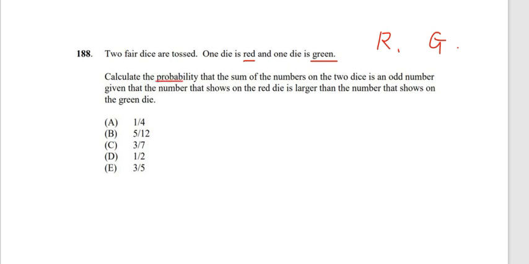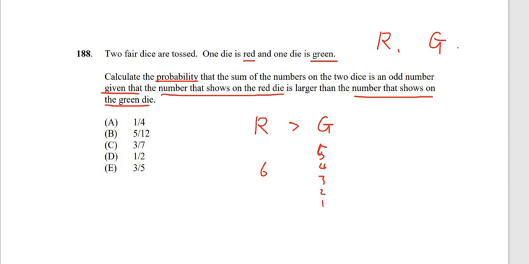So what is the question? We want to find the probability. Given that, so this means the conditional probability. We check this condition: given that the number shown on the red die is larger than the number on the green die. So we say here G is the green. So the condition is R greater than G, right? Okay, so if R equals 6, then green can be 5, 4, 3, 2, 1, right?